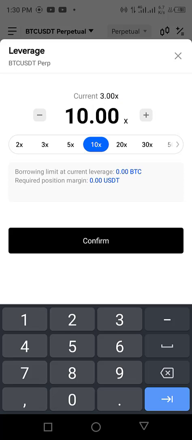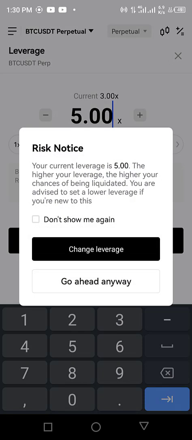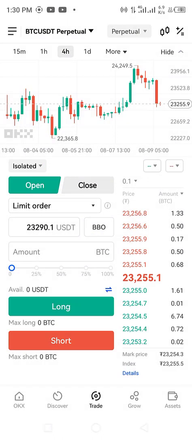So leverage, you have to understand that it gives you more purchasing power when you are trading an asset. But you must also understand that it is a two-edged sword. It can work against you and as well for you. It is always advisable you use a small leverage, and I always advise using leverage between 1 and 10. So in this example, I'll be using 5x. I choose 5x here and I confirm, and I say go ahead anyway.